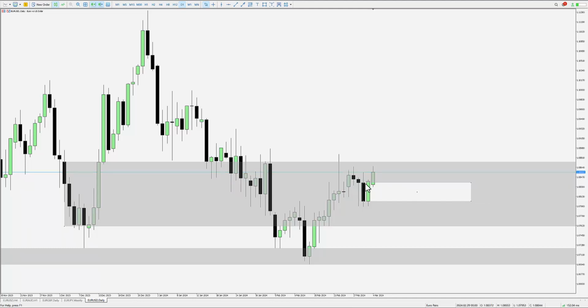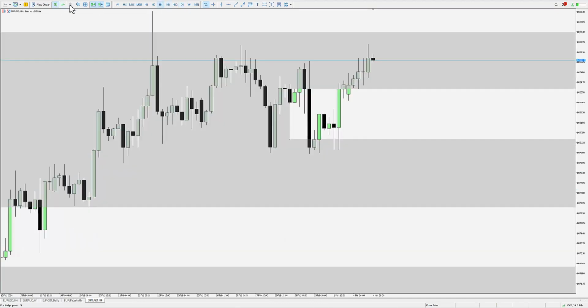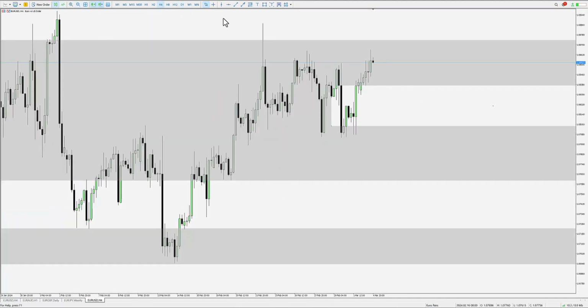So you can see I've got a daily bullish order block there that's inside the weekly bullish order block. And when we go to H4, you can see right there an imbalance. Price will be drawn to this level.